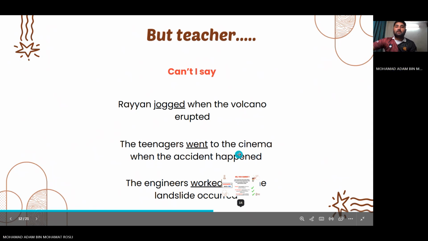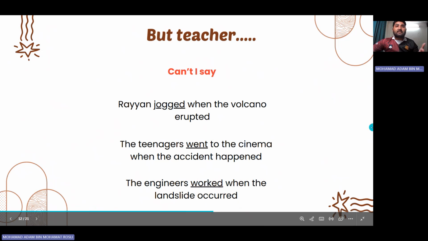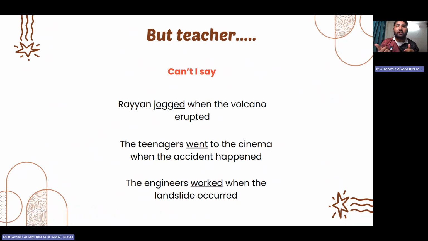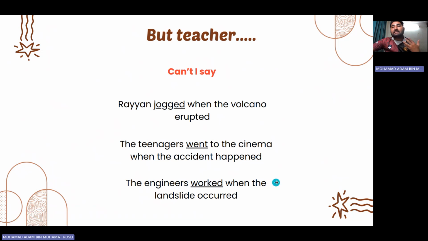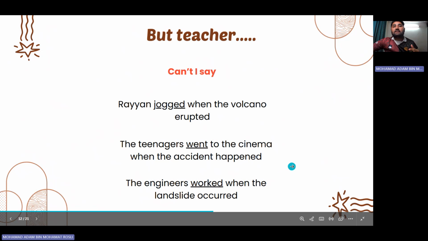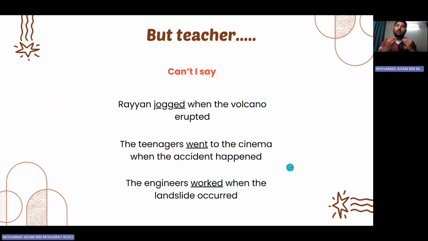Okay, next. But teacher, okay, but then you might ask, but teacher, can't I say Ryan jogged when the volcano erupted? The teenagers went to the cinema when the accident happened, and the engineers worked when the landslide occurred. At first glance, these sentences might seem true, right? Because we are still using the past tense: jogged, went, which is the past tense of the verb go, and also worked. These sentences seem true, right? Because all of this we are still using in the past tense.